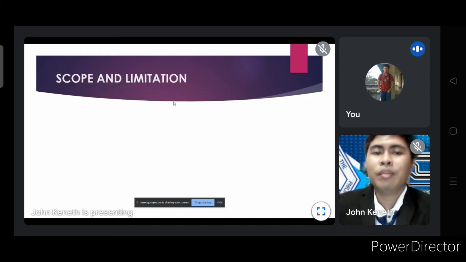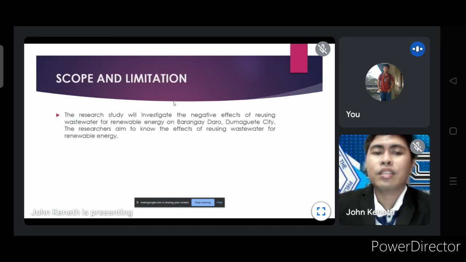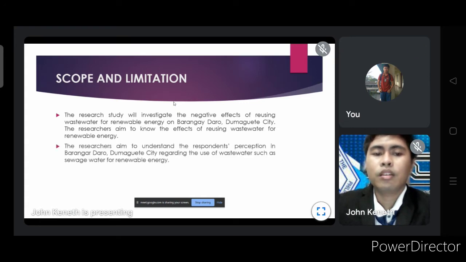Our scope and limitation shows that the research study will investigate the negative effects of reusing wastewater for renewable energy on Barangay Daro, Dumaguete City. The researchers aim to know the effects of using wastewater for renewable energy. The researchers aim to understand the respondents' perception in Barangay Daro, Dumaguete City regarding the use of wastewater such as sewage water for renewable energy.